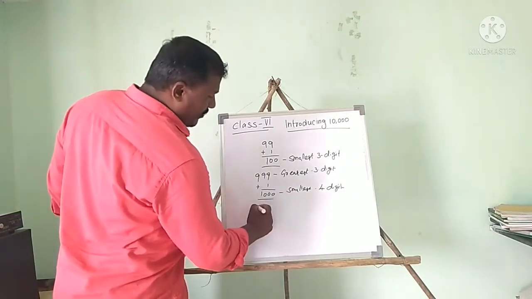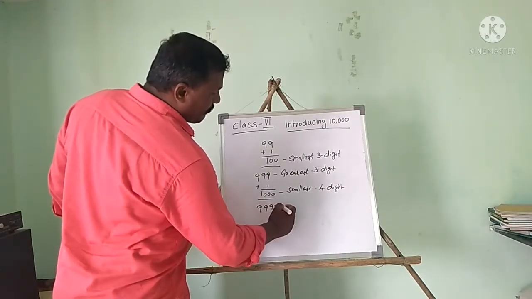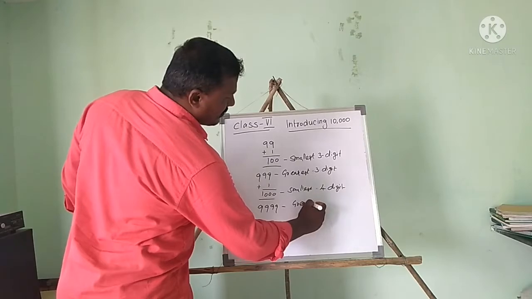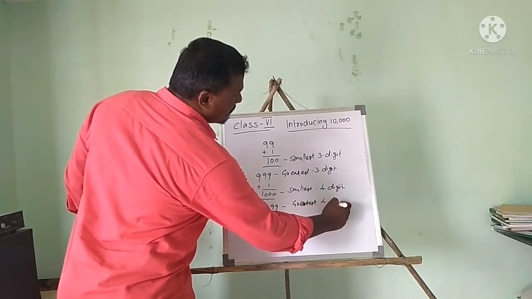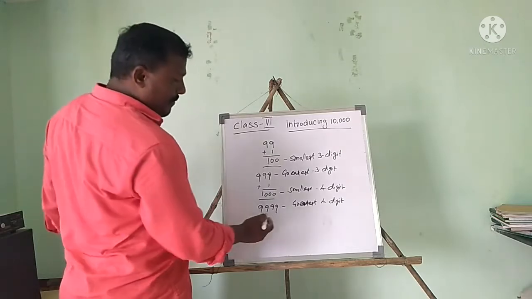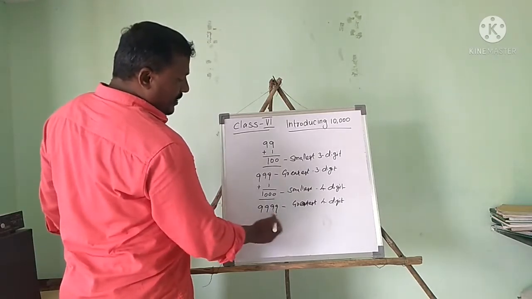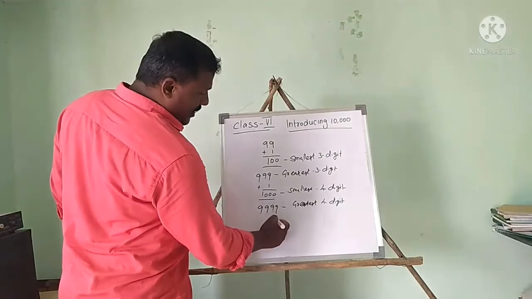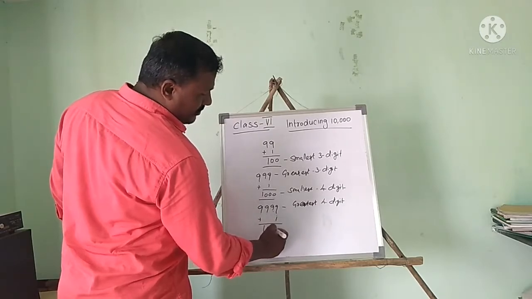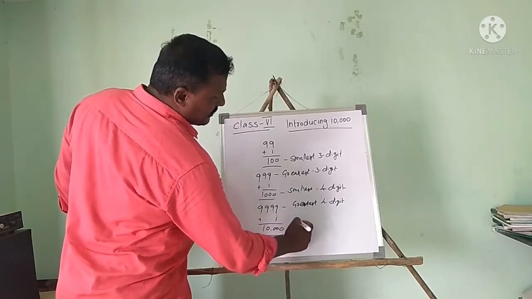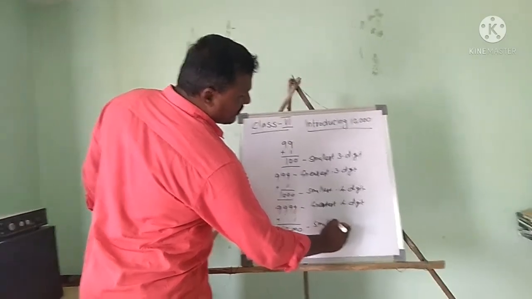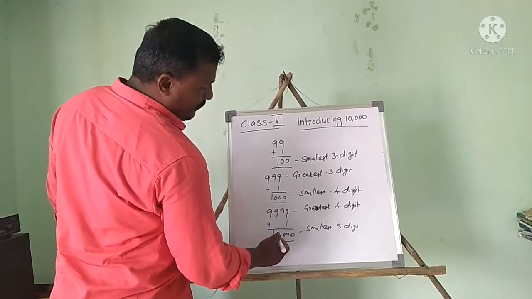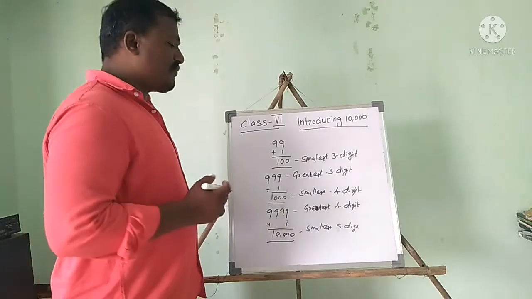Then the greatest 4-digit number, 9999, is the greatest 4-digit number. Ones, tens, hundreds, thousands. So 9999 is the greatest 4-digit number. If you add 1, you will get 10,000. It's the smallest 5-digit number. Ones, tens, hundreds, thousands, ten thousands. 1, 2, 3, 4, 5 digits. So it's the smallest 5-digit number.